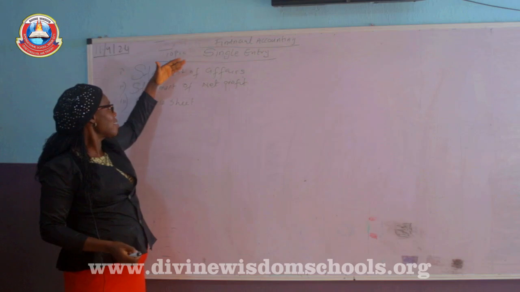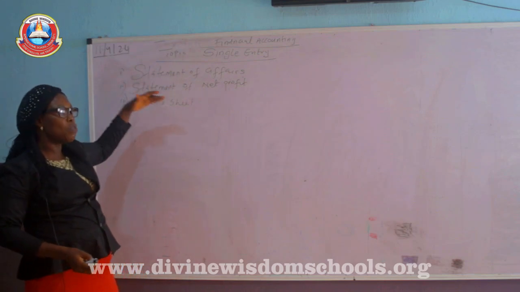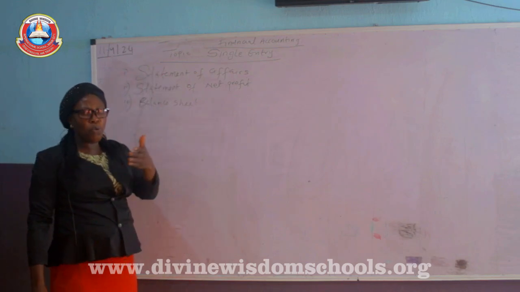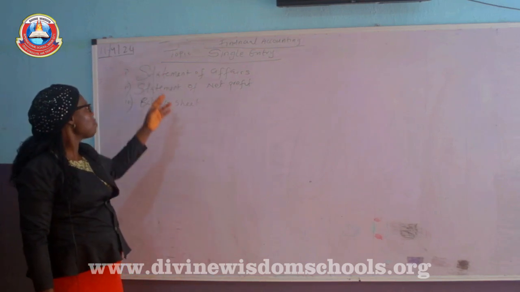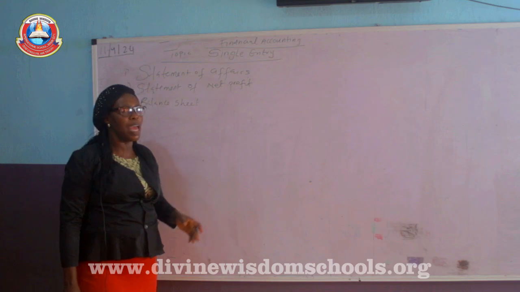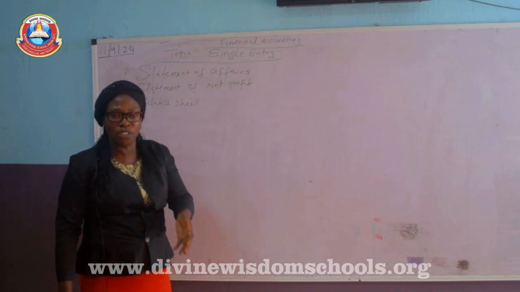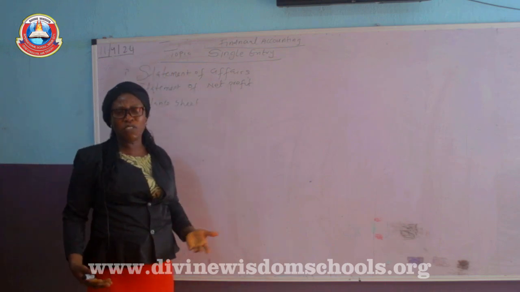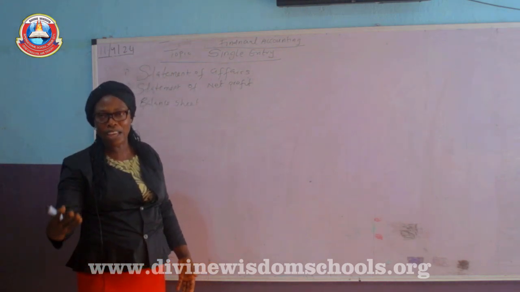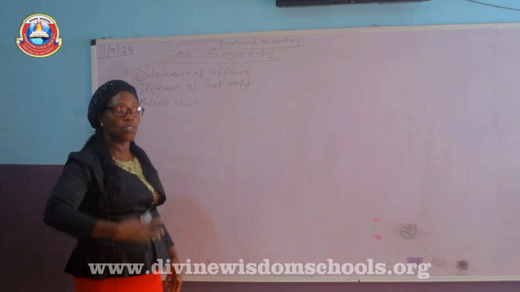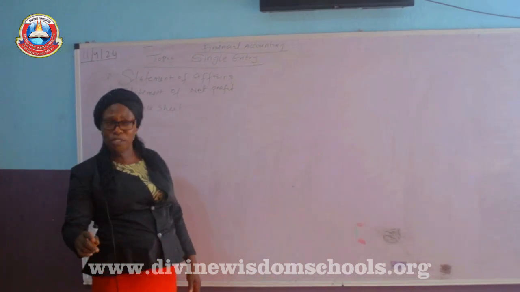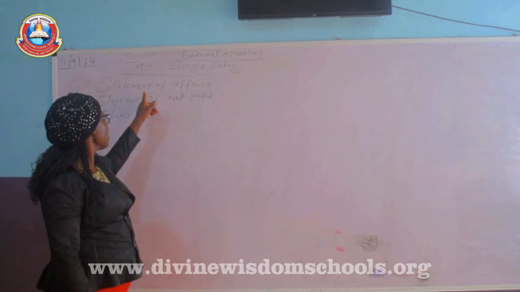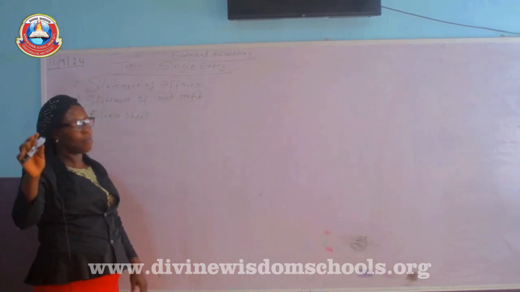Now, these are the things that we are going to encounter as we proceed in this account. Many of you may be wondering, what is the statement of affairs? The statement of affairs is a statement that shows the financial position of the organization. Of course, an equivalent of the statement of affairs is the balance sheet, because the balance sheet normally shows the financial position of an organization. But there is a difference between the statement of affairs and the balance sheet.